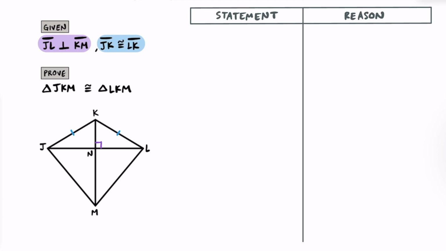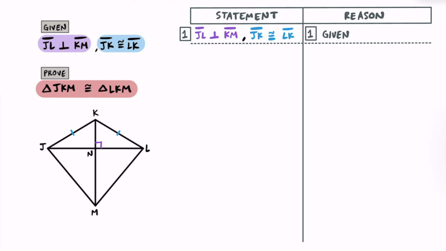Now that we've looked at the given information on the diagram, let's see what we're trying to prove. It looks like we're trying to prove that triangle JKM, which is this triangle on the left, is congruent to triangle LKM, which is this triangle on the right. Let's go ahead and use our given information and write a logical 2-column proof to prove that these two triangles are congruent. As usual, let's start by writing our given information.